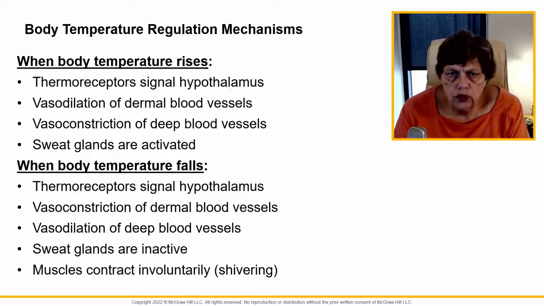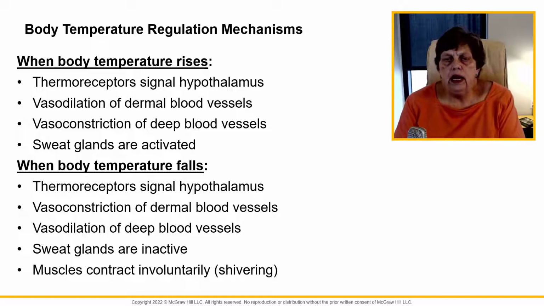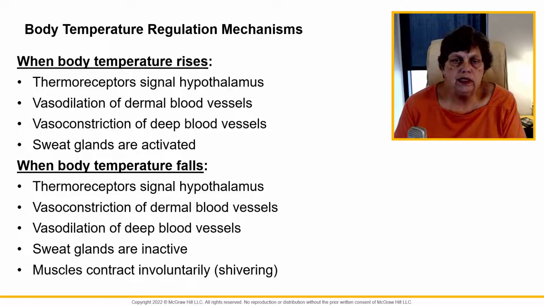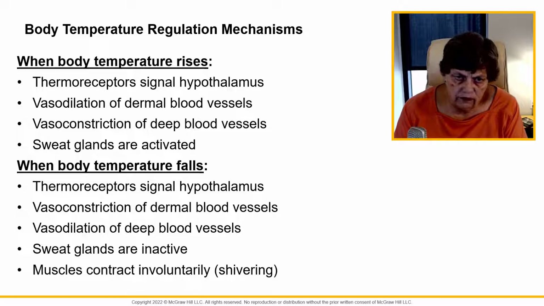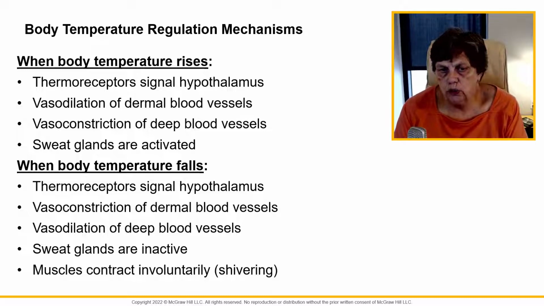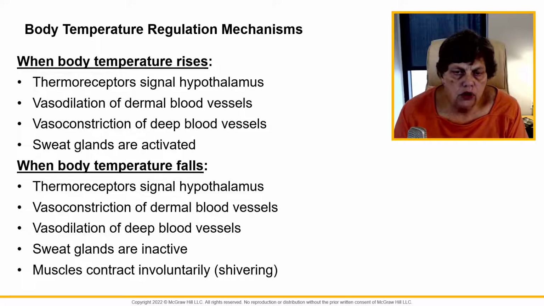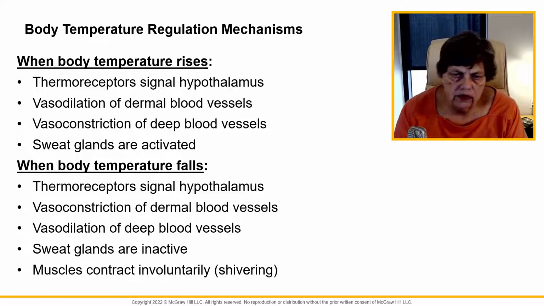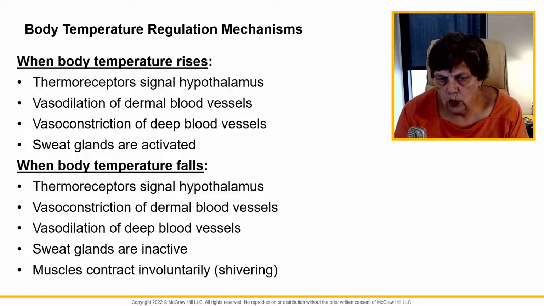Okay, so the body temperature regulation. When the body temperature rises, the receptors are telling the hypothalamus that the temperature is rising, and what will happen is we will vasodilate, we will expand those blood vessels in the dermal layer, and we will constrict the deep blood vessels, and the sweat glands get activated and we start sweating.